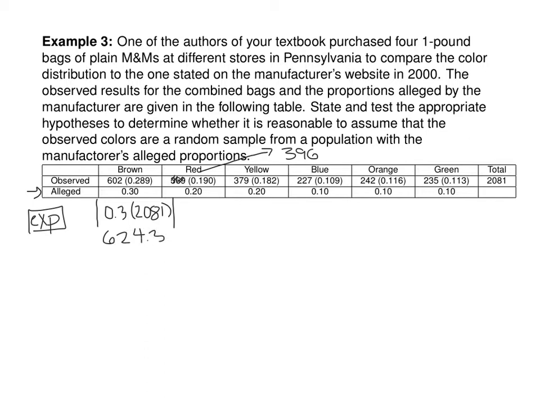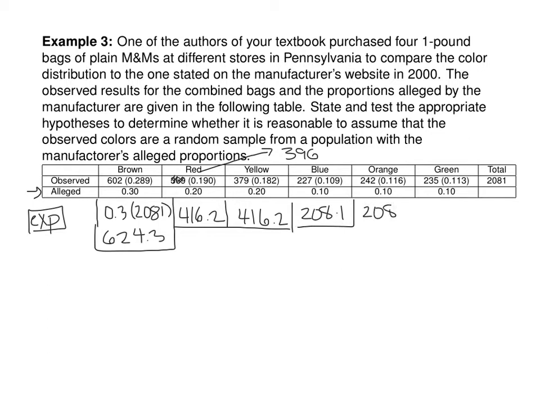For red, similar calculation, take 0.2 times 2081, that is 416.2. Yellow has the same probability as red, so that should also be 416.2. Blue, orange, and green all have the same probability, so they should all have the same expected value. 0.10 times 2081 is 208.1. This one's also 208.1, and the last one's 208.1.